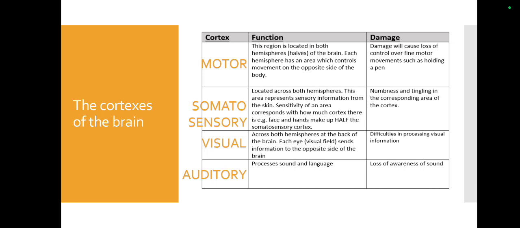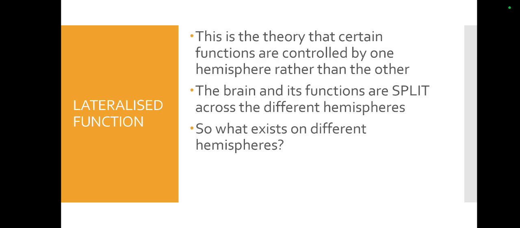So they are your cortices, so you need to try and learn the different cortices, be able to label them and also know what happens when we damage them. So moving on to the next little bit of neuroanatomy, an entirely separate set of ideas to localized function is now lateralized function, which is the idea that certain functions are controlled by one hemisphere and they only exist on one hemisphere rather than the other.